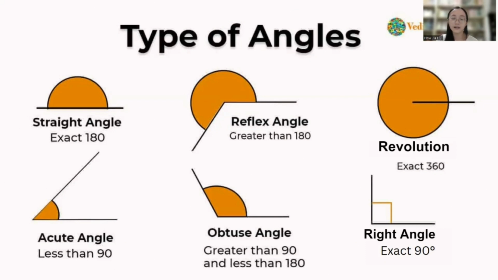Acute angle, which is an angle that is less than 90 degrees. Obtuse angle, which is an angle that is greater than 90 degrees but less than 180 degrees. Right angle is an exact angle of 90 degrees.